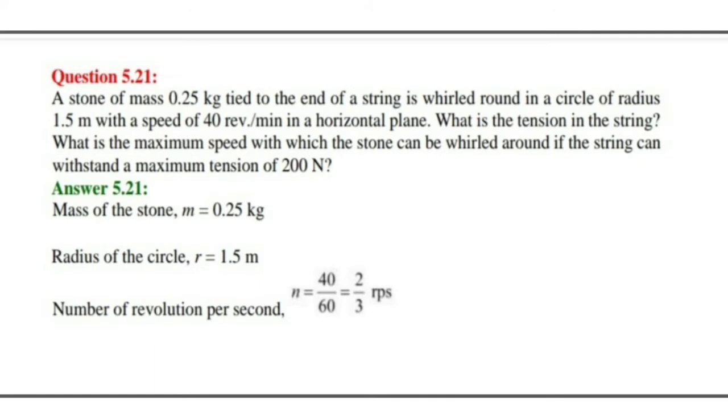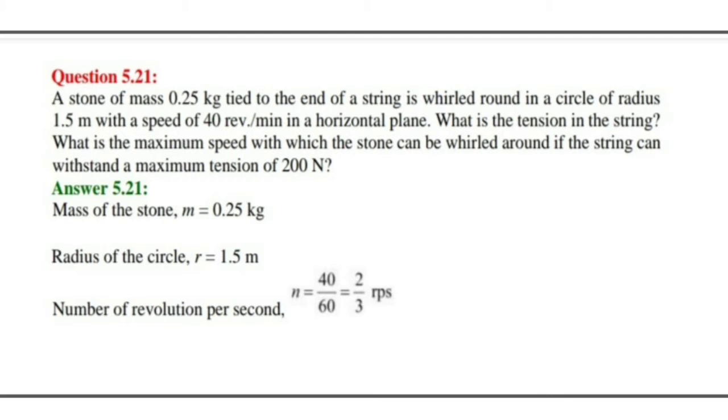Now a stone of mass 0.25 kilogram tied to the end of a string is whirled round in a circle of radius 1.5 meter with a speed of 40 revolutions per minute in a horizontal plane. What is the tension in the string? What is the maximum speed with which the stone can be whirled around if the string can withstand a maximum tension of 200 Newton? So the first question is, what is the tension in the string?